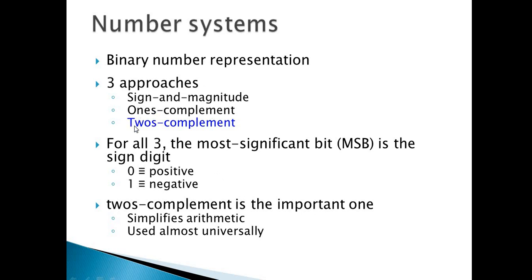While in two's complement format, again the sign is represented by the most significant bit. If MSB is equal to 0, it indicates the number is positive. If MSB is equal to 1, it indicates that the number is negative. While the magnitude will be represented in two's complement format. In two's complement format, first we calculate the ones complement and then add 1 so as to get the two's complement. Generally, two's complement is mostly preferable because it simplifies the arithmetic and is used almost universally.